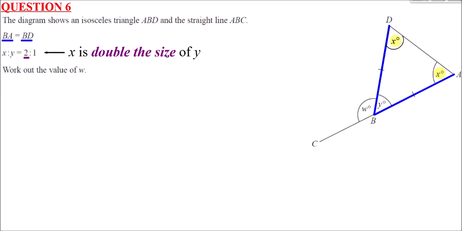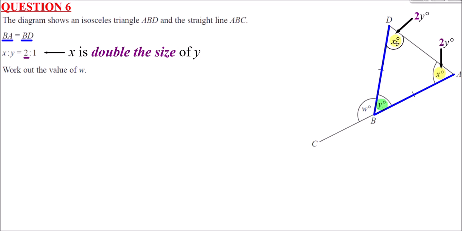So the next step, if I just call these angles x, x and 2y, I can now formulate an equation for the angles inside this triangle, which we know should equal 180 degrees. In other words, x plus x plus y adds up to 180 degrees.